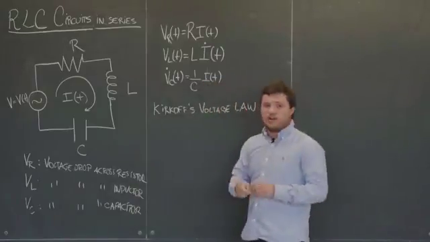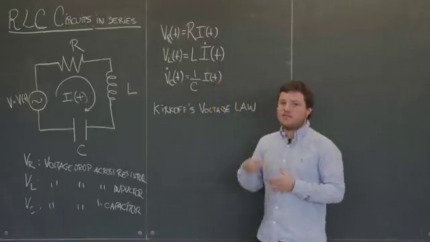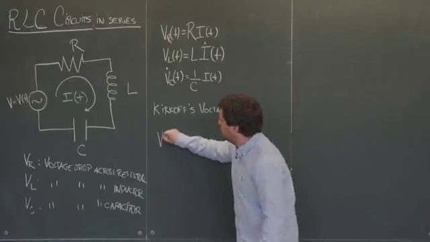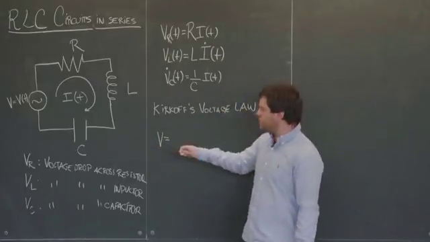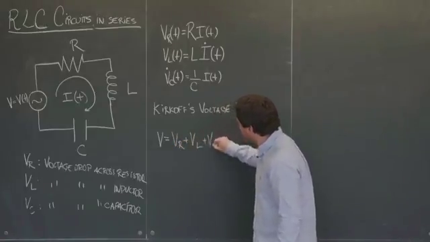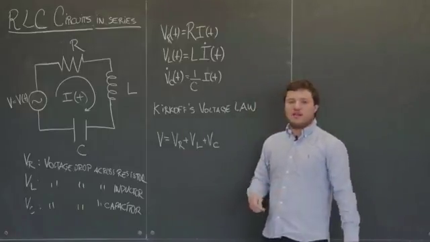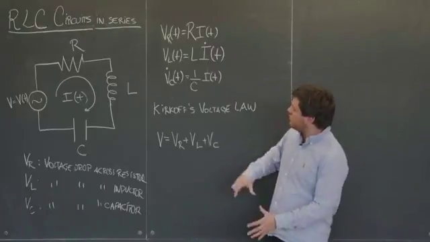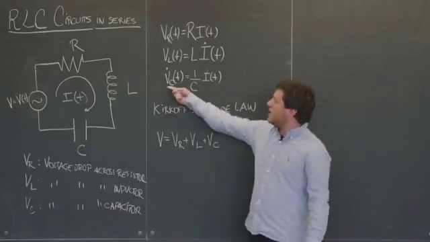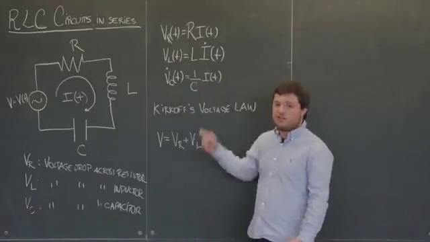So Kirchhoff's voltage law says that the voltage gain from the power source is equal to the sum of all the voltage drops across the circuit. So we have that V, our voltage gain from the power source, is equal to VR plus VL plus VC, the sum of the voltage drop across the components. And here, since we want to rewrite everything eventually as a single equation, we have to rewrite things in terms of time derivatives because we have VC dot showing up here.